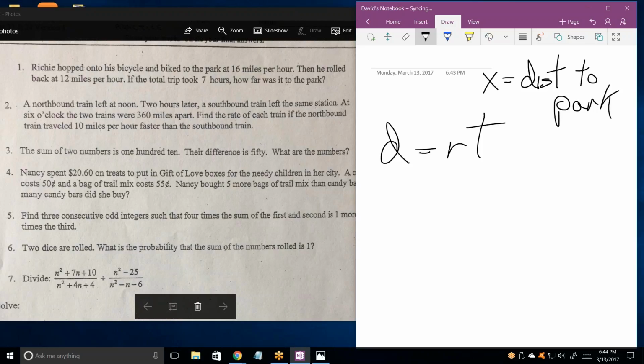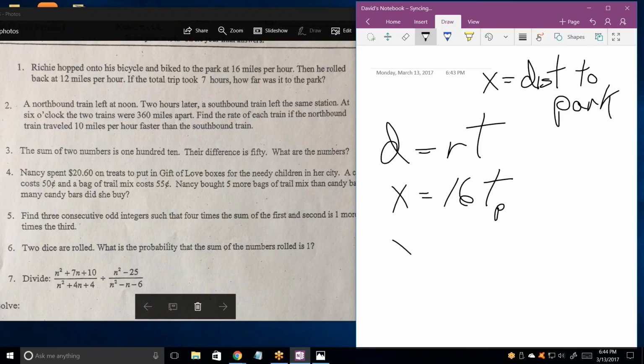So D, or what I choose to call X, is equal to the rate, 16 miles per hour, times the time it took to get to the park. So there's one equation.